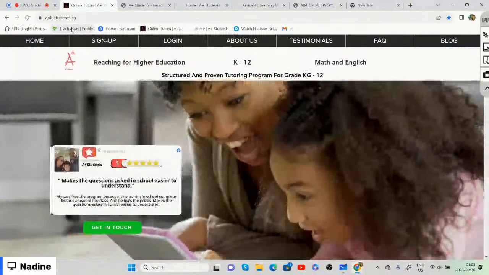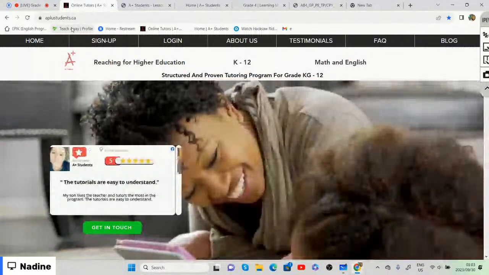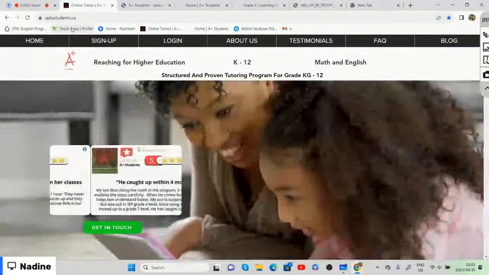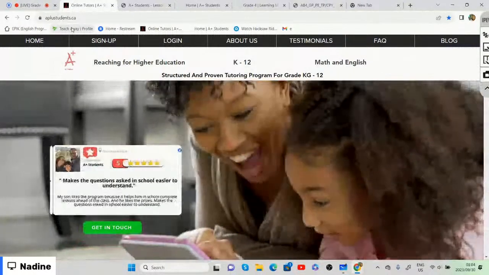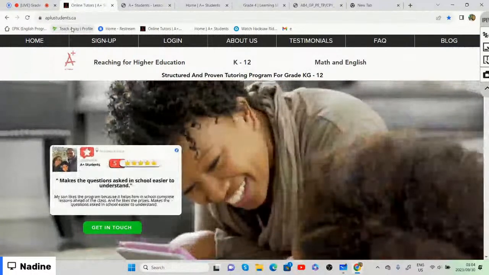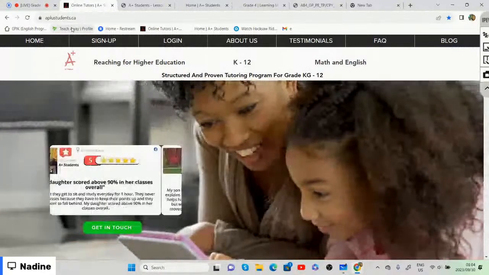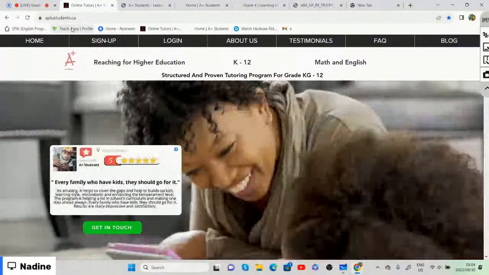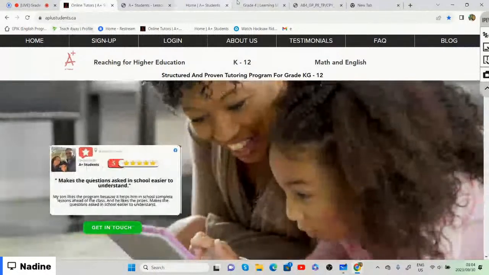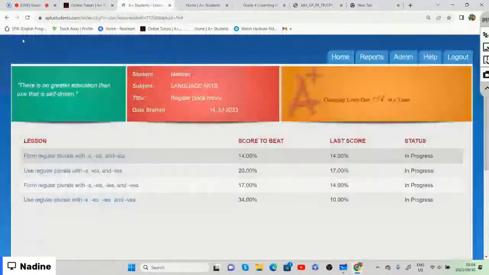Before we start with our lesson on regular plural nouns, we are going to log into aplusstudents.ca. Once we've logged in with our username as well as our password, we're going to select the subject of language arts, grade 4, and then scroll down until we get to the chapter of regular plural nouns.